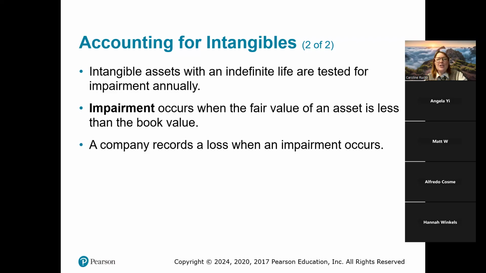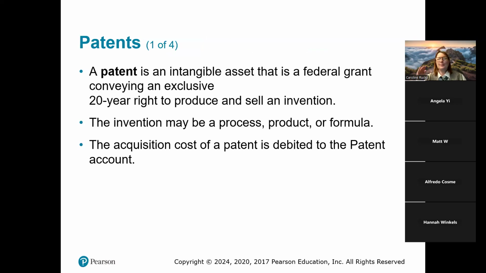So what we have to do is test it occasionally for impairment. Impairment means the fair value of that asset is less than the book value. And when that happens, we just record a loss on our books. We write down the value of that item and we record the difference in a loss.